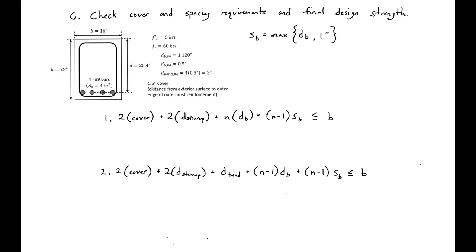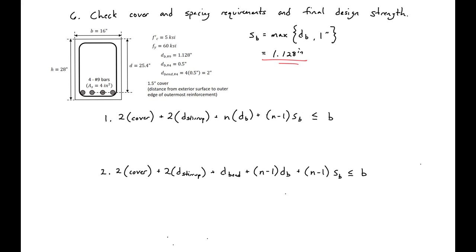Our next step will be to check our cover and spacing requirements, and then we'll also check the final design strength. So the first thing that we need to do is check our required spacing. So our required spacing is the maximum of the diameter of our bar and 1 inch, and also 4/3 times our aggregate size, but we won't worry about that in our design. So for us, our bar diameter is 1.128 inches, so this is going to be our spacing.